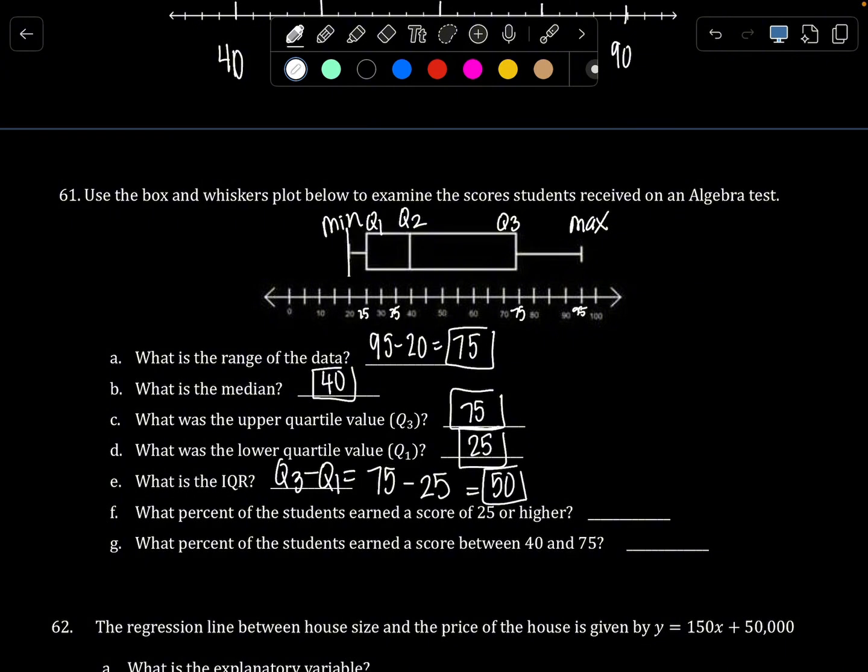What percentage of the students earned a score of 25 or higher? 25 or higher is all of this section. That's 3 sections, 3/4, 75%. What percentage of the students earned a score between 40 and 75? So between 40 and 75 is right here. It's just one section, one part, 25%.